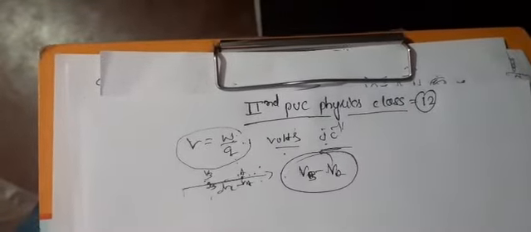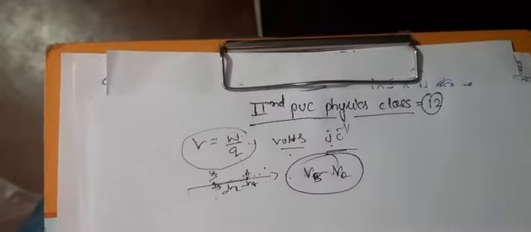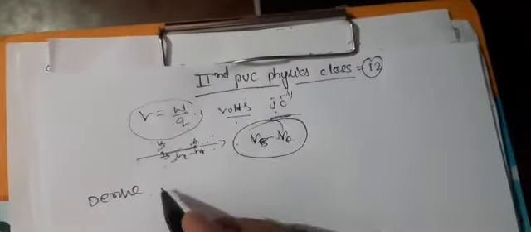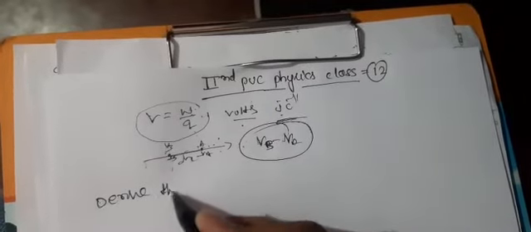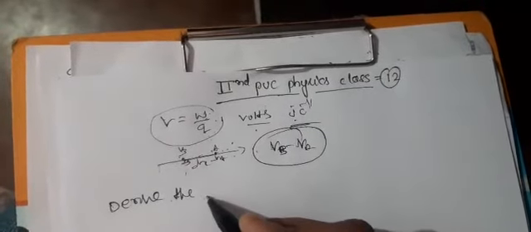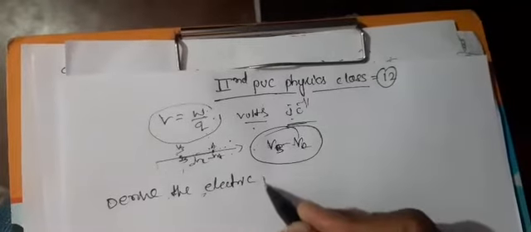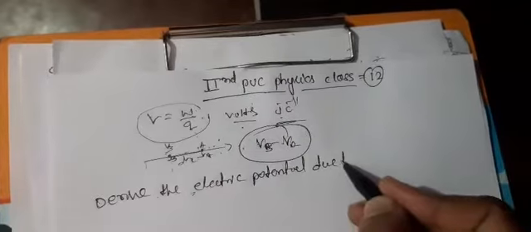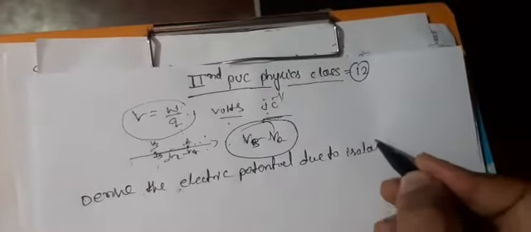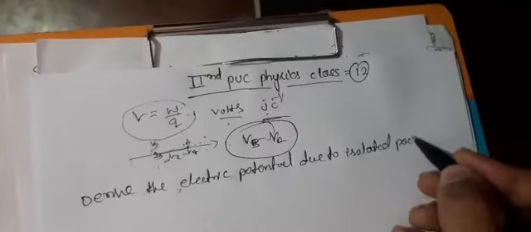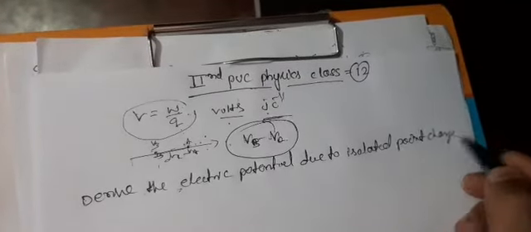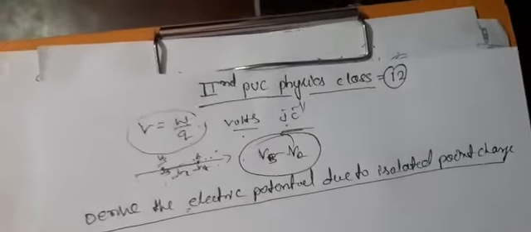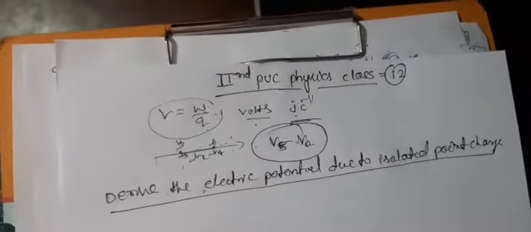And how to calculate the electric potential due to a single point charge? Derive the electric potential due to an isolated point charge. Isolated means there is a single point charge.